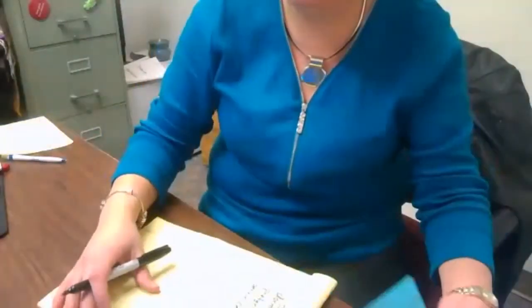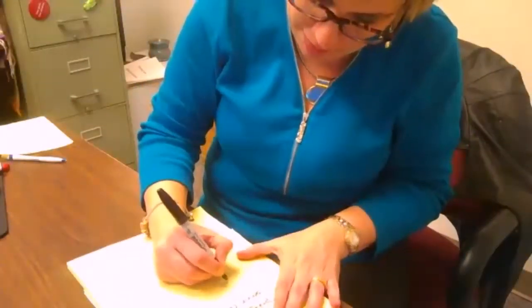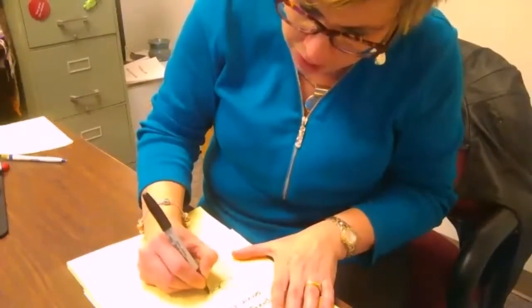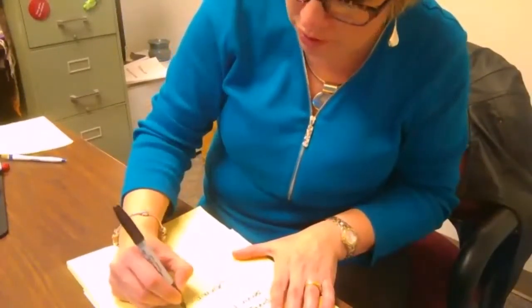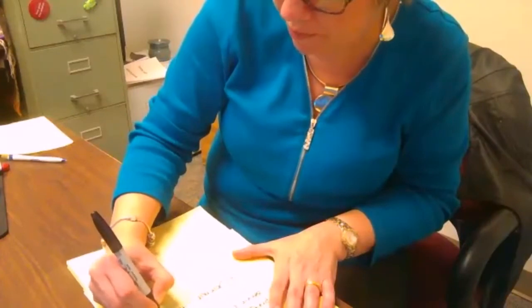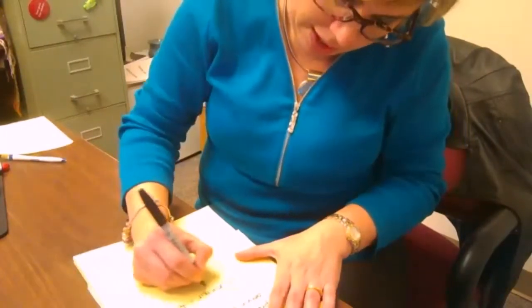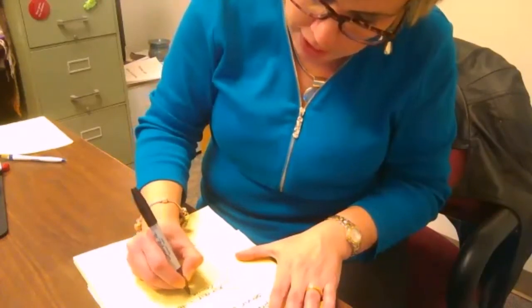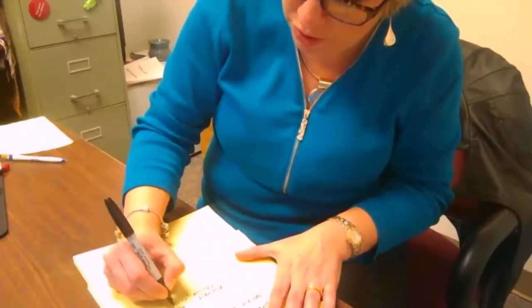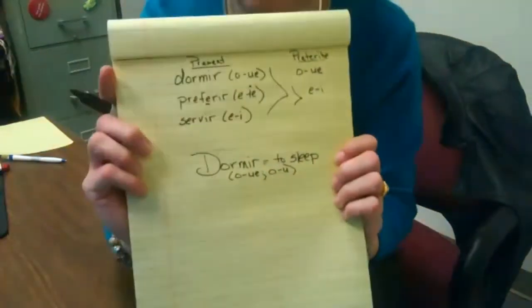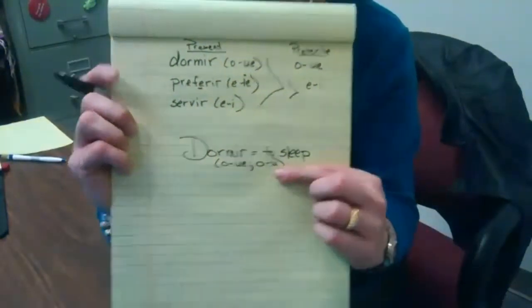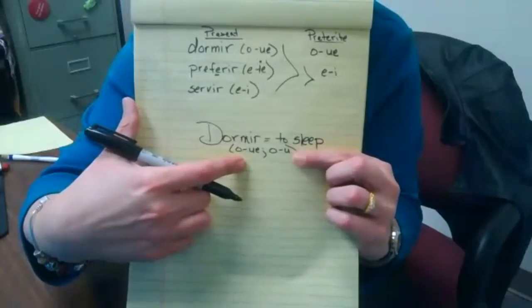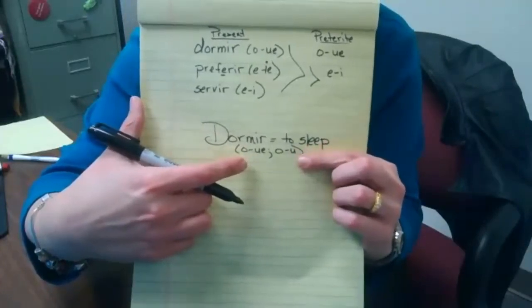I'm going to give you the example on my tablet, my pad, because it's a little bit bigger. So we are going to do the verb dormir. Dormir means to sleep. If you remember, in the present tense, it's O to UE, and in the past tense, it's O to U. So I'm going to put that up there for us to remember. See right here? We have our present tense and our past tense.